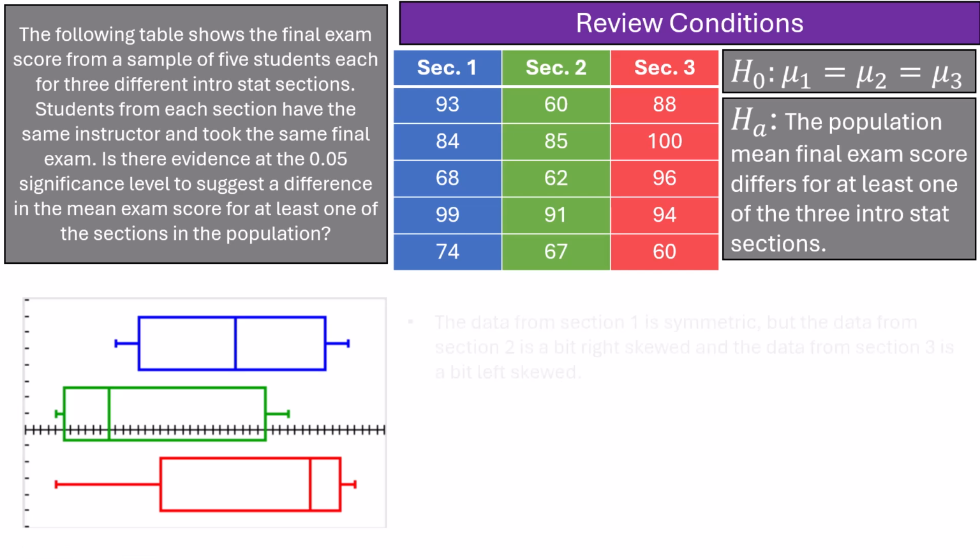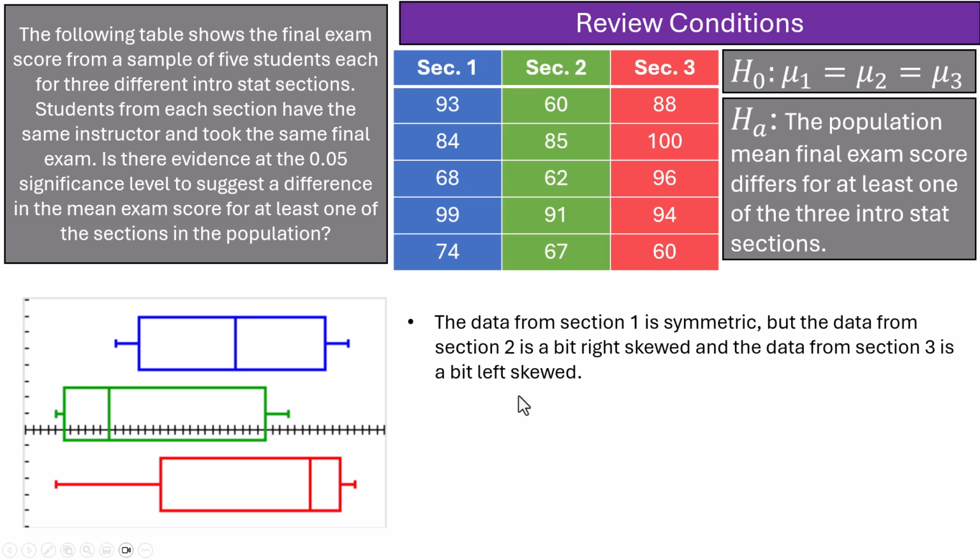Okay, the conditions were, first, we had to have roughly symmetric distributions. Now, the data from section 1 is symmetric. The best way you can tell from the box plot is if the line is right down the middle. So for number 1, it's symmetric, but for 2, it's a little bit right skewed. And for 3, it's a little bit left skewed. So if it's on the left-hand side of the box, it's actually kind of right skewed. If it's on the right-hand side of the box, it's a little bit left skewed.